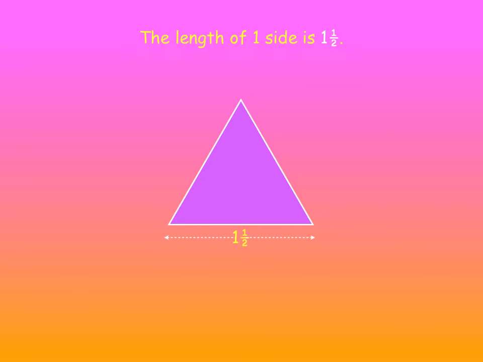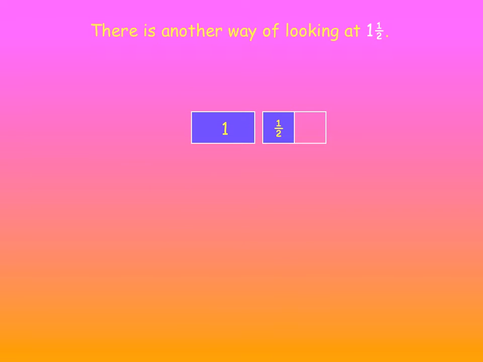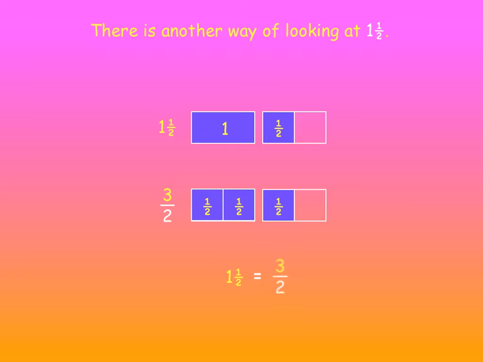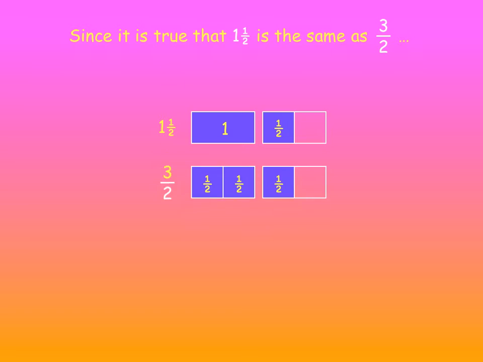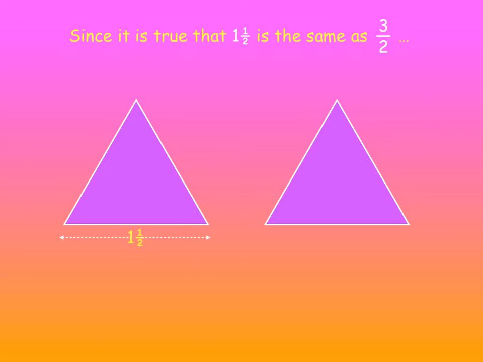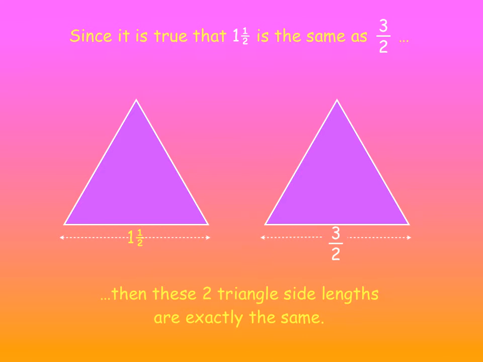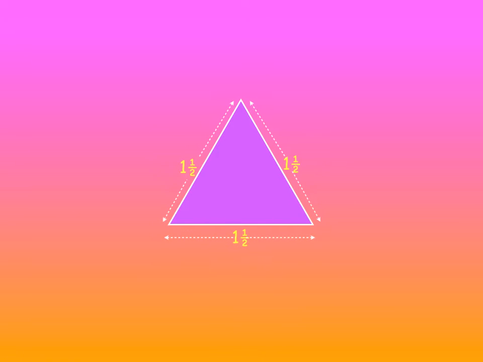The length of one side here is 1.5, but there's another way of looking at 1.5. Let's take that 1 and cut it down the middle. Now it looks like 1/2, 1/2, 1/2. That's 3 halves. So 1.5 is equal to 3 halves. Since it is true that 1.5 is the same as 3 halves, then these two triangle side lengths are exactly the same. The perimeter of this equilateral triangle is 4.5 units.